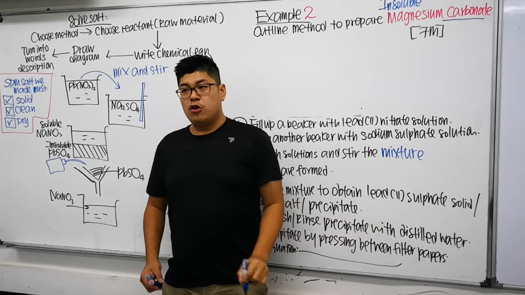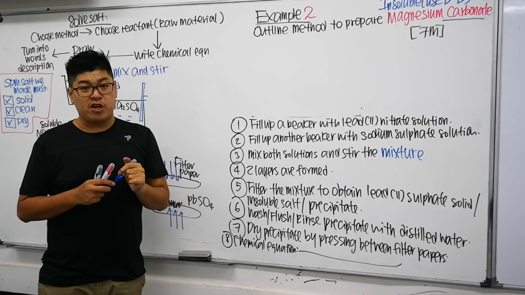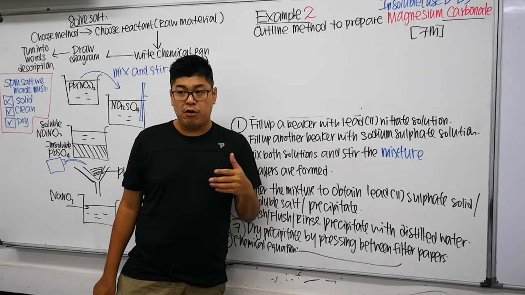So when you want to make an insoluble salt, there's only one method applicable. You have to use double decomposition. I call it DD, double decomposition. Are you feeling that? Okay, now, I already know the salt I want to make is an insoluble salt, and I already know the method I am supposed to use is double decomposition. Now, let's get it done.